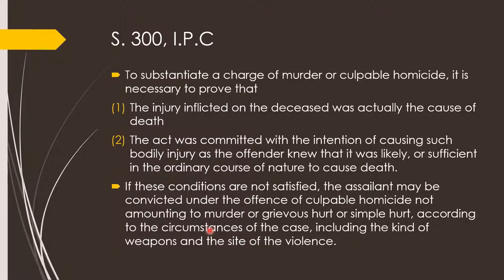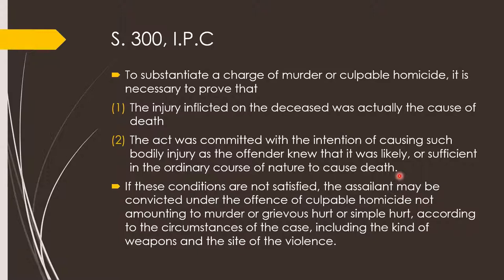And to prove the charge of murder or culpable homicide, the investigating team has to give reasons for two things. That is, the injury inflicted on the deceased was actually the cause of death. And this has to be proved by a thorough autopsy and by the statement given by the autopsy surgeon. Then the second point to be proved is that the act was committed with the intention of causing such bodily injury as the offender knew was likely or sufficient in the ordinary course of nature to cause death. So this also has to be proved, that the injury was committed with the intention of causing death, either sudden death or a delayed death.